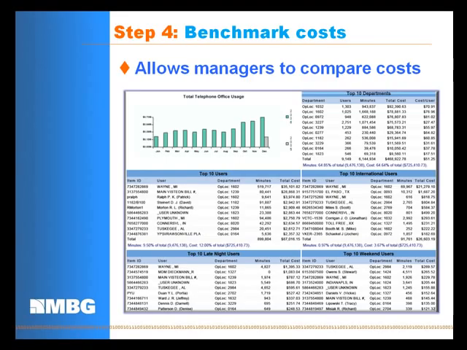Step 4 starts getting into the area of benchmarking, and really the goal here is for allowing department managers to understand how their costs compare to other departments around the enterprise. And here is a sample report generated from the MBG system, which is an executive style dashboard which shows the overall telecom office usage in the upper left hand corner, gives a comparison of the top 10 departments in the upper right hand corner, but then in the second level you'll see a drill down to top 10 users, top 10 international users, top 10 late night users, and top 10 weekend users.